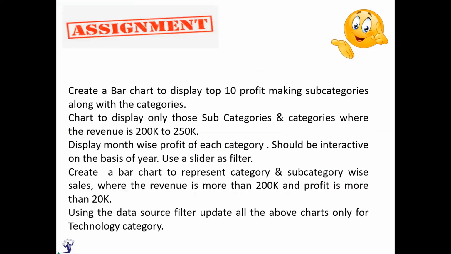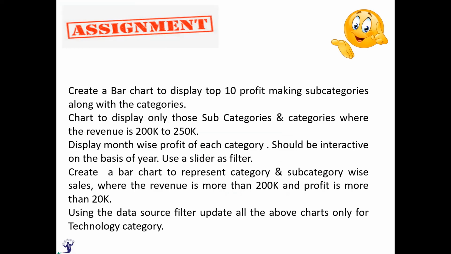Now here comes your assignment, which says create a bar chart to display top 10 profit-making subcategories along with the categories. This chart should display only those categories and subcategories where the revenue is 200,000 to 250,000. So you have to write a formula. In the previous session, we have done this.